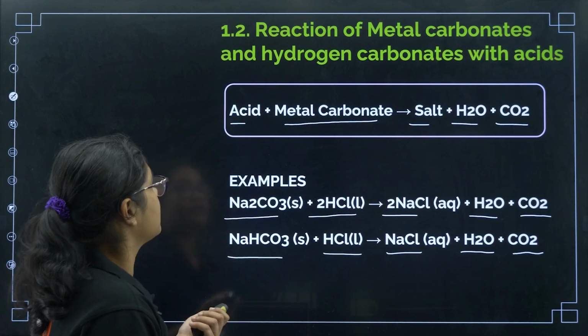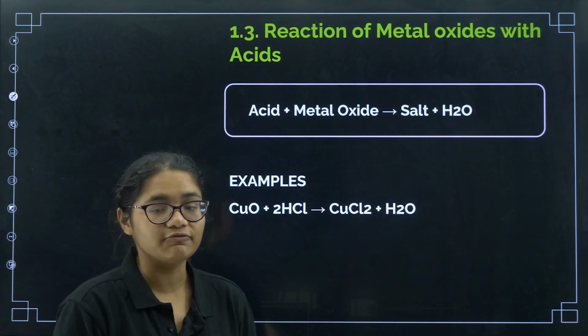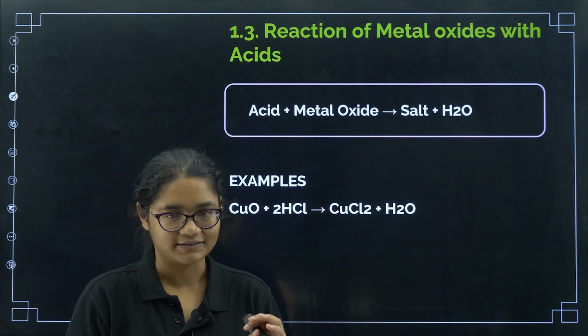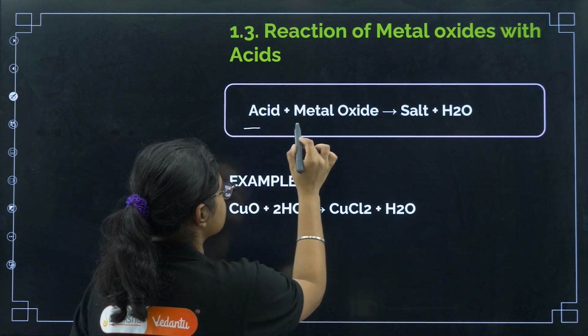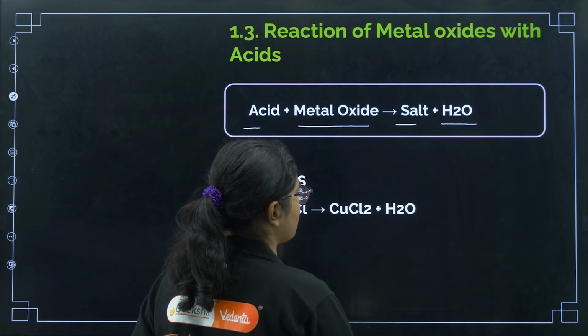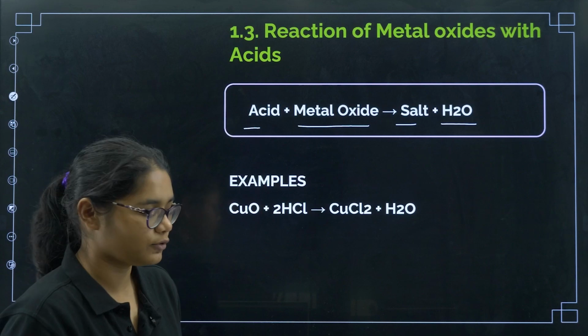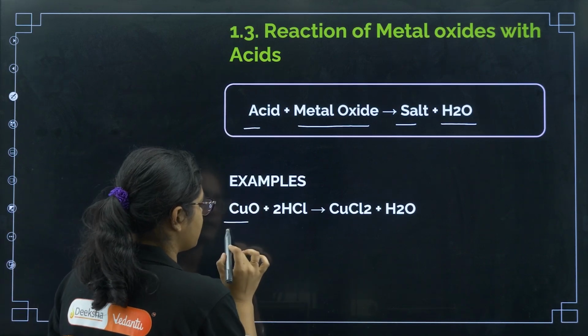Next is reactions of metal oxides with acids. When acid reacts with metal oxide, we get simply salt and water. Salt and water. So example, copper, this is metal oxide.